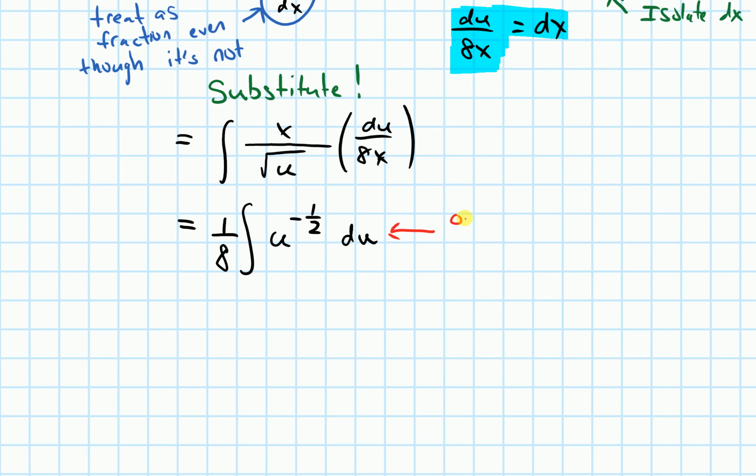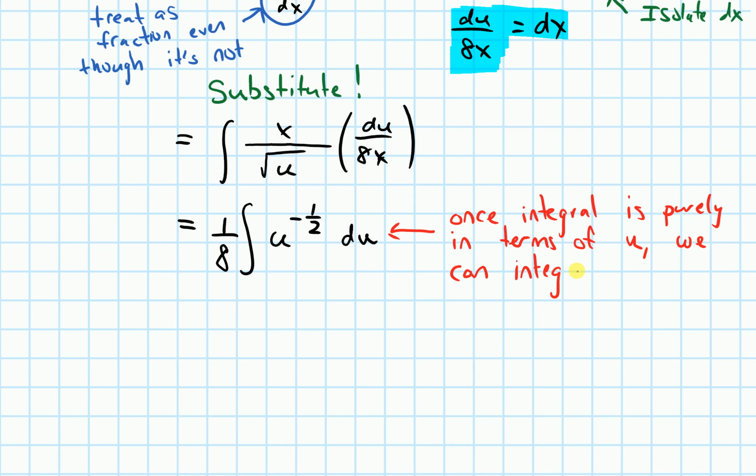Okay, so one thing I want to note here is once the integral is purely in terms of u, we can integrate. So at this point, there are no x's at all. I've gotten rid of the x's, I've gotten rid of the dx. It's all in terms of u, so I can take the antiderivative.